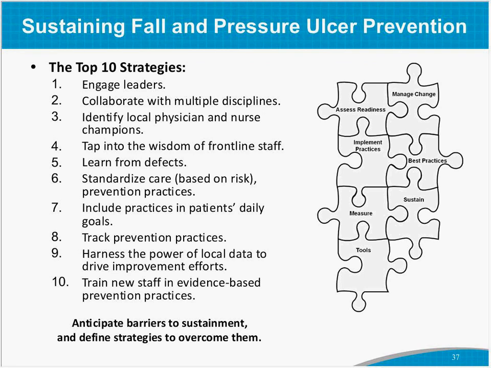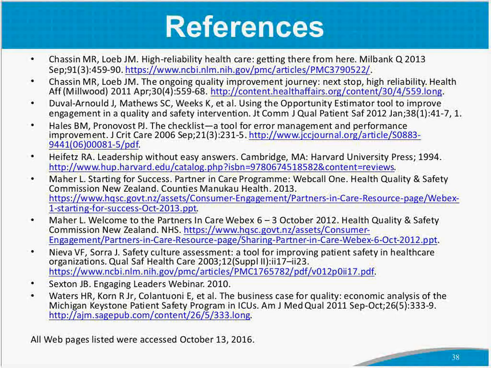So these are the top 10 strategies for fall and pressure ulcer prevention sustainment. And you can take these to your team and use this as a checklist. Do we have all of these components in place? And part of your sustainment plan would be, okay, if we don't, how are we going to do that? And are the barriers I discussed barriers in your facility, and if so, what are some of the things I can do to overcome those barriers?